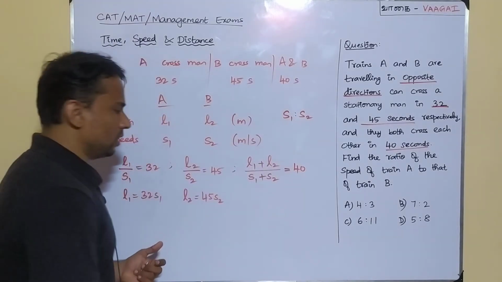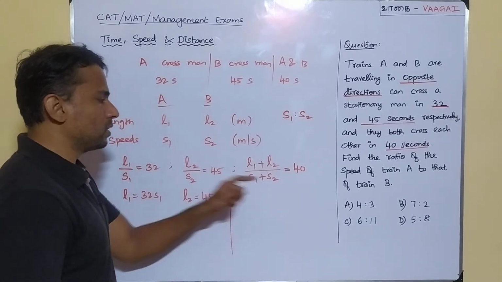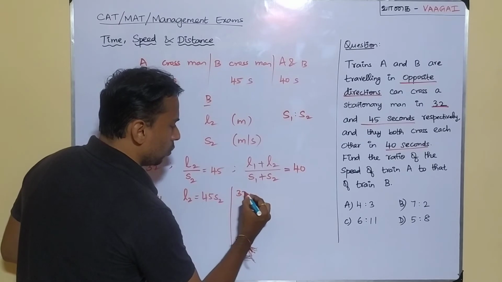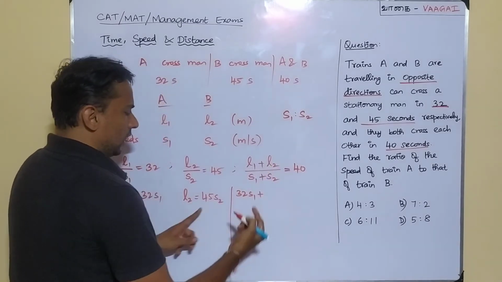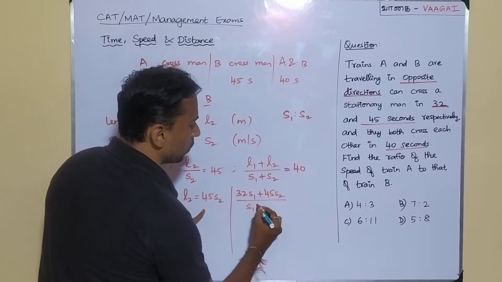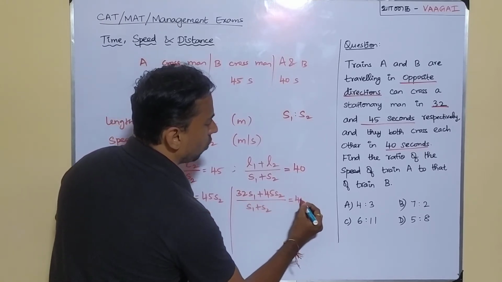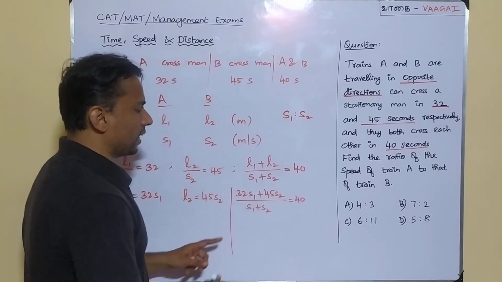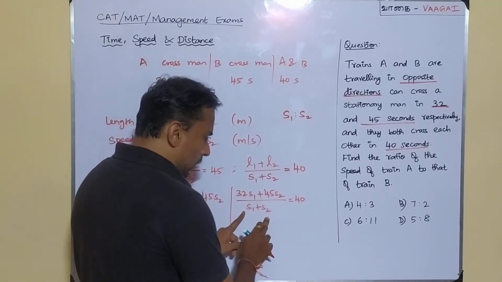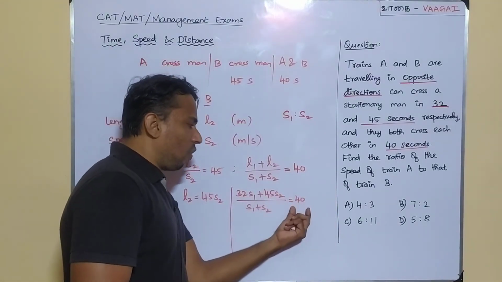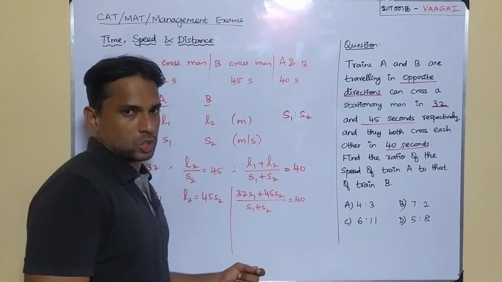Let me just separate it. Let me replace L1 by 32 S1 plus L2, which I can write as 45 S2, divided by S1 plus S2, is equal to 40. I can write it this way. And next I can take this S1 plus S2 to the other side, so that this will become 40 times S1 plus S2. Is it or not?